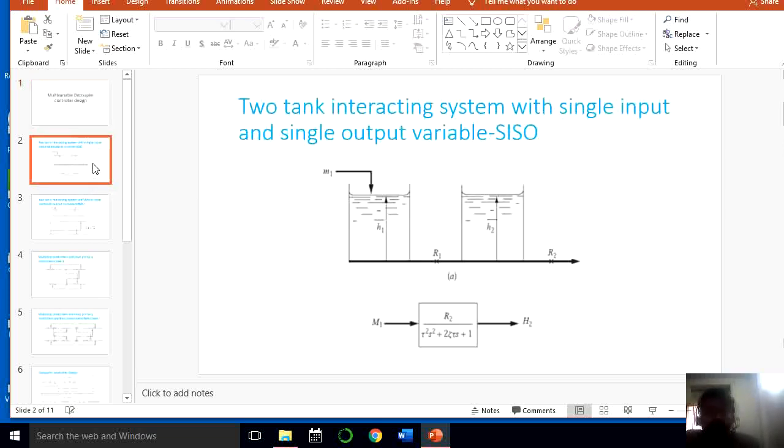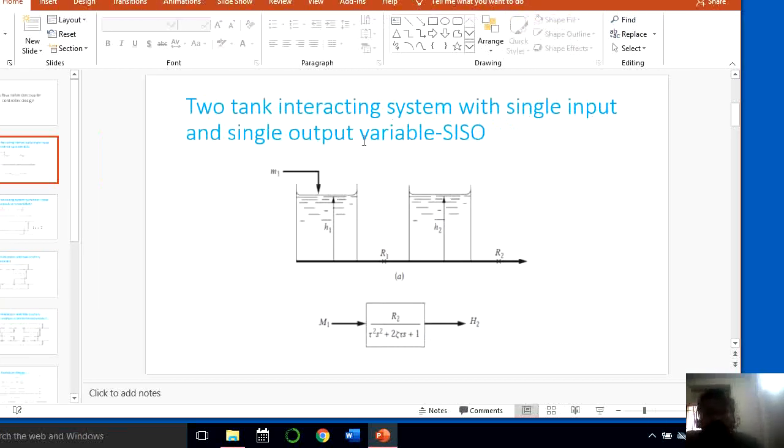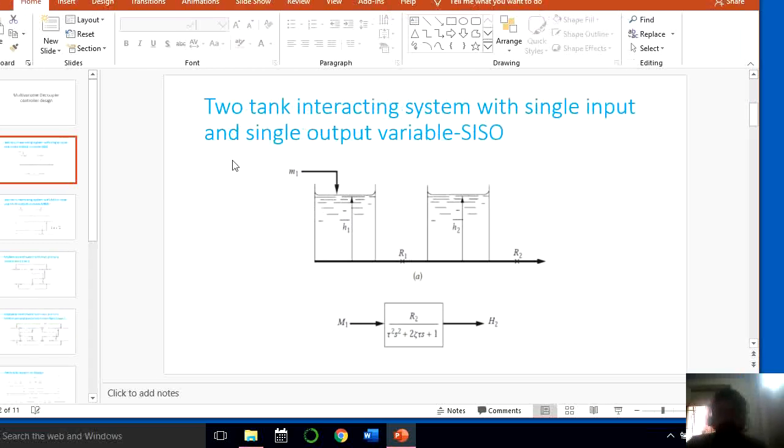Okay, so let us take a very well known example which you are already quite familiar with. Let us imagine we have a two tank interacting system with a single input and single output variable. If you look at this two tank system, clearly you can see by manipulating this M1 variable you are in a position to control this H2 variable.